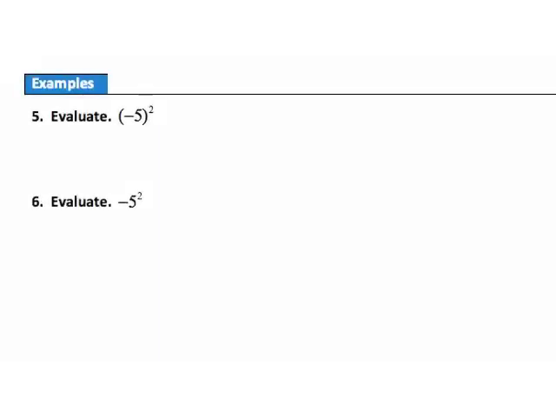Now let's take a look at some examples that will help you understand how to evaluate exponents with signed numbers. Example 5. We're asked to evaluate, in this case, negative 5 to the second power. Notice the parentheses around both the negative and the 5 mean we need to take the whole thing, negative 5, times itself. Well, a negative 5 times a negative 5 is going to give us a positive 25.